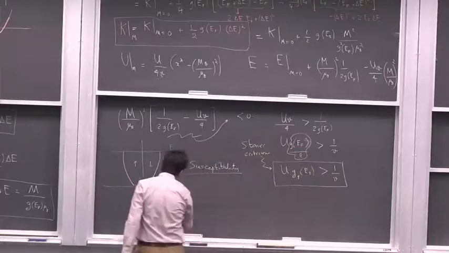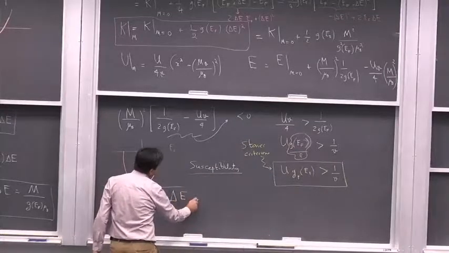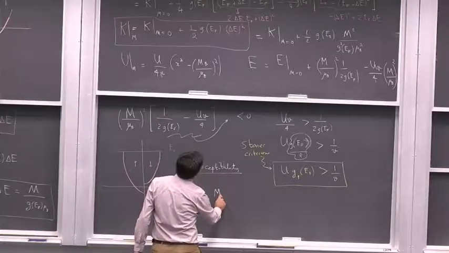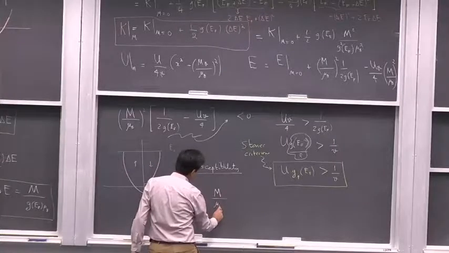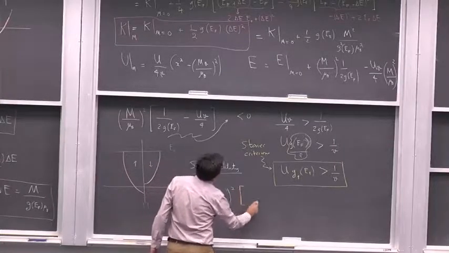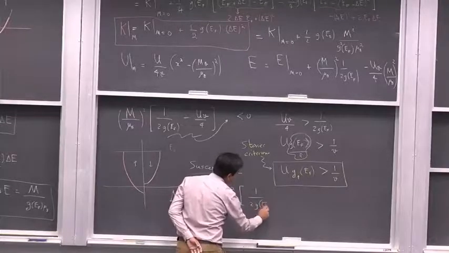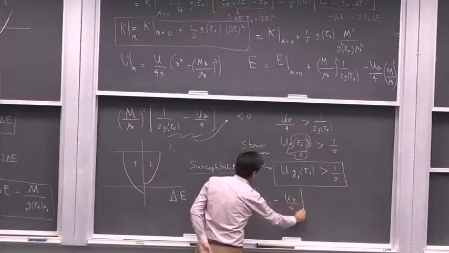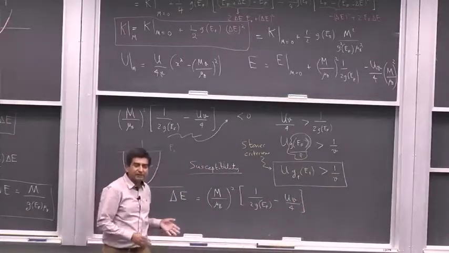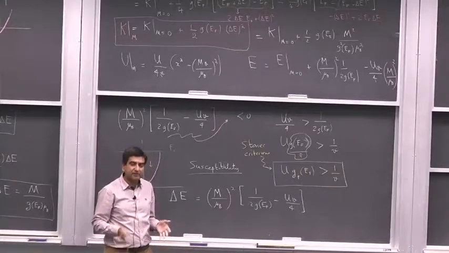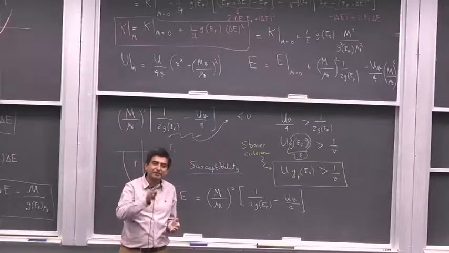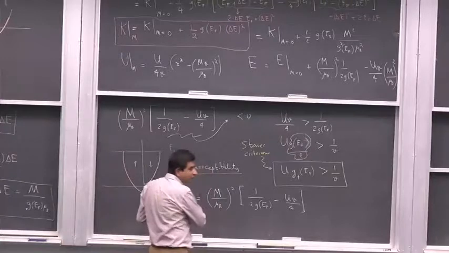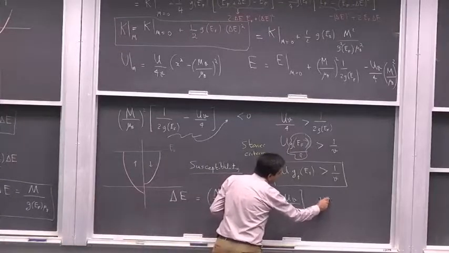That extra energy term, delta E, is now given by (M over mu B) squared times (1 over 2 g(E_F) minus U B over 4). This is the extra energy. But now this extra energy can also come in the presence of a magnetic field, because when we talk about susceptibility, we have to find out the change in magnetization per unit field. So we apply an external field now. That external field is also going to change the energy. And how is it going to change the energy? By 2MB.